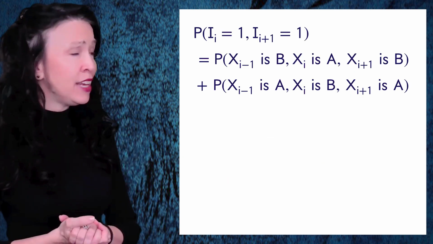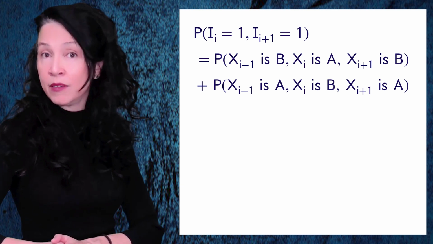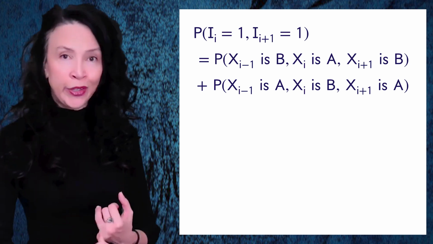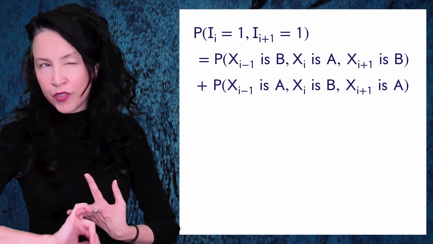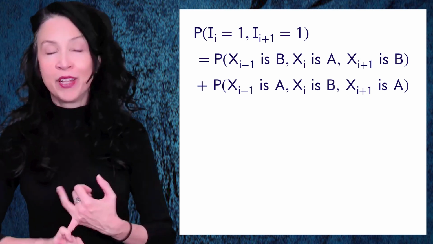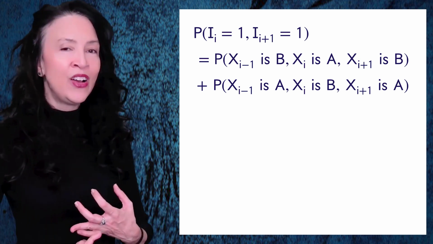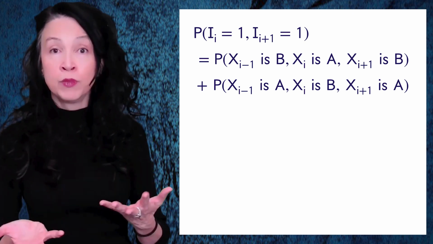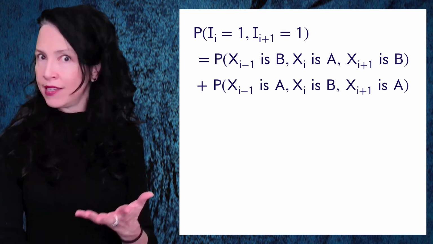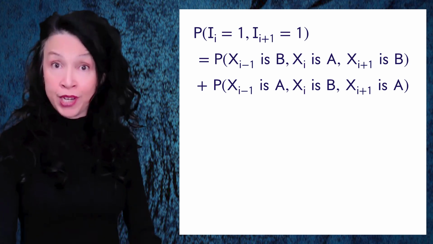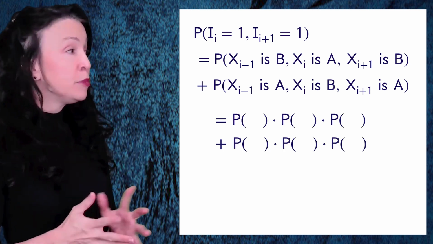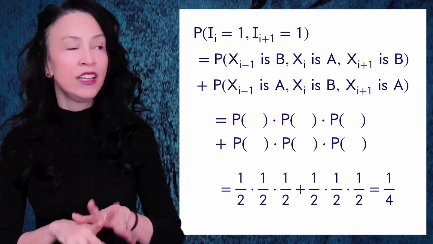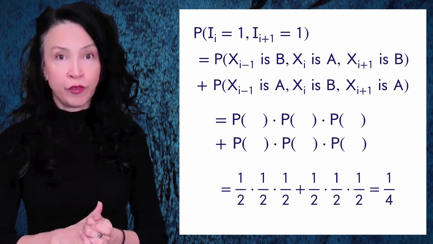So pulling that all together, the joint probability that I sub i is 1 and I sub i plus 1 is 1 can be written as the probability that the i minus first value is below and the ith value is above and the i plus first value is below, plus the i minus first value is above and the ith value is below and the i plus first value is above. And these are all independent uniforms under the assumption of what we're doing here. We're doing a hypothesis test where we assume this stuff is true and do computations under that assumption. So I get to break these probabilities up into a product, and they're all 1/2. So you get 1/2 times 1/2 times 1/2, plus that again, which is a total of 1/4.